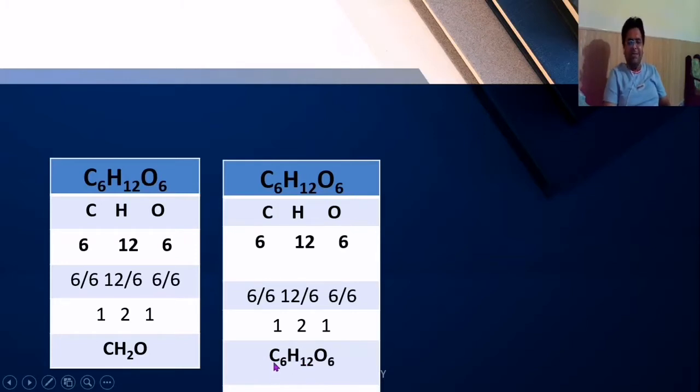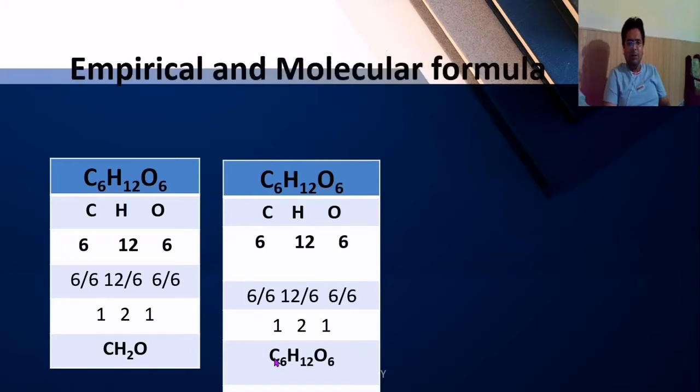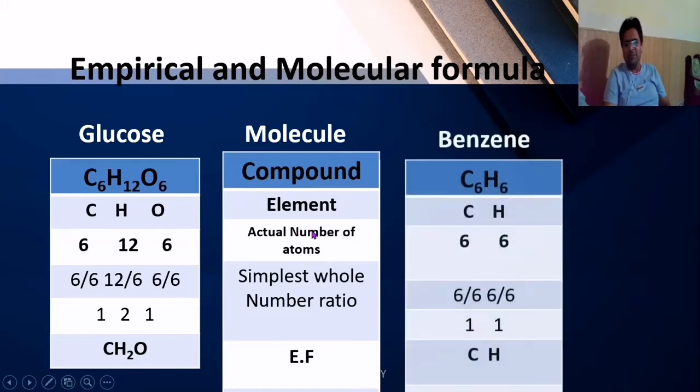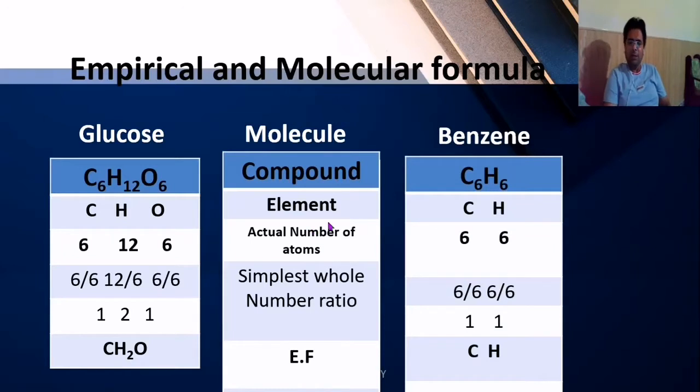So what is the difference between empirical formula and molecular formula? The compound is this one, the elements are these. The actual number of atoms is this one. The simplest ratio is this one, and the empirical formula will be this one. This shows the empirical formula of glucose and this shows the molecular formula of glucose.